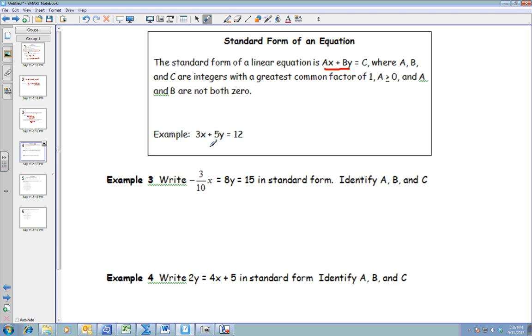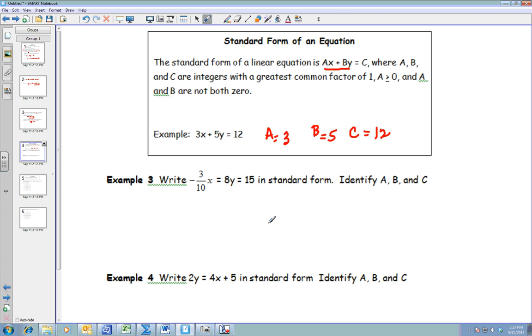So here's an example. This is an example of a line written in standard form. If I told you to identify A, B, and C, A in this problem will always be the number next to your x, but you have to make sure your x and y are on the left and the other numbers on the right. My B in this problem is 5, and my C in this problem is 12.